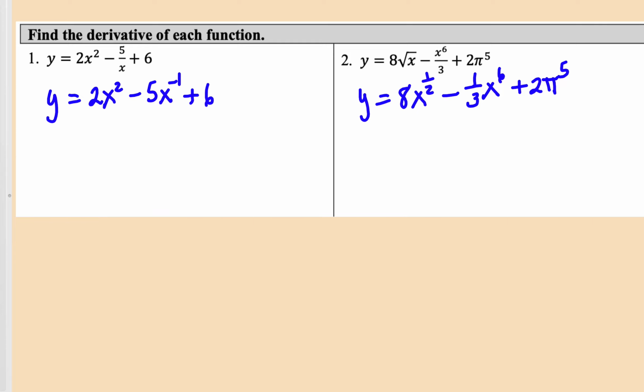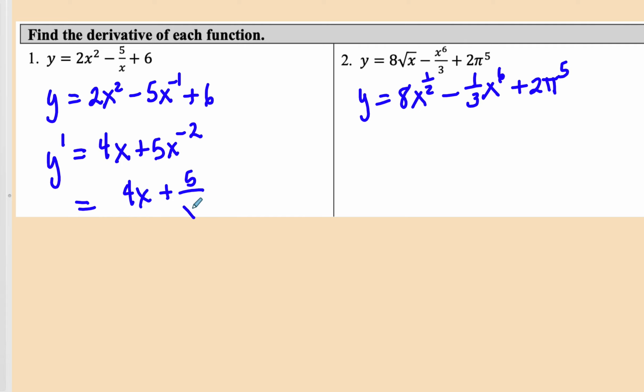All right, let's go ahead and find the derivative, and we can see we have a sum and a subtraction. I went ahead and rewrote the exponents so that I could start taking the derivative. So this is going to be 4x, and then I'm going to multiply, so that's plus 5, and then I'm going to subtract 1, that will be x to the minus 2. You can leave it this way, or you can write it as positive exponents if that's going to make it easier for you to evaluate.